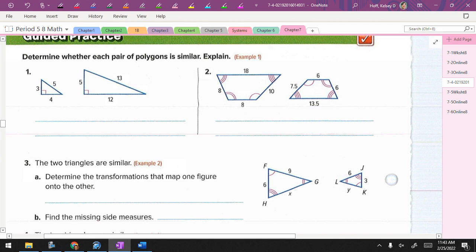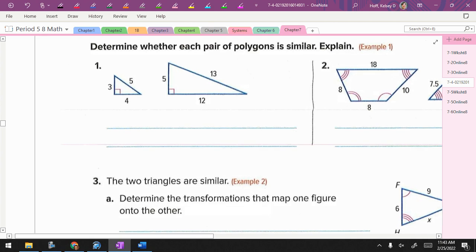So the very first thing they're going to ask us to do is determine whether each pair of polygons is similar and explain. So the first thing you have to check is, can I match every angle from the left shape to an angle in the right shape and guarantee that they're the same size? So on number 1, can we match an angle from the left triangle to the right triangle? Can you guarantee me an angle in the left triangle is equal to an angle in the right triangle? Why, Parker? Yeah, the 90-degree mark guarantees me that those are both 90 degrees. They are equal.